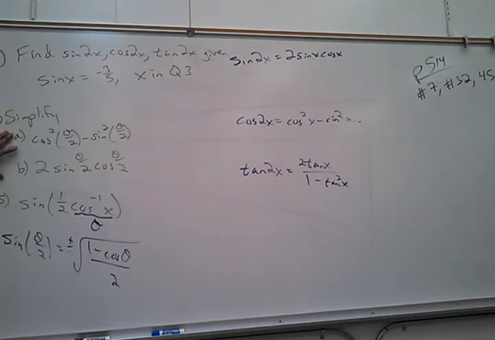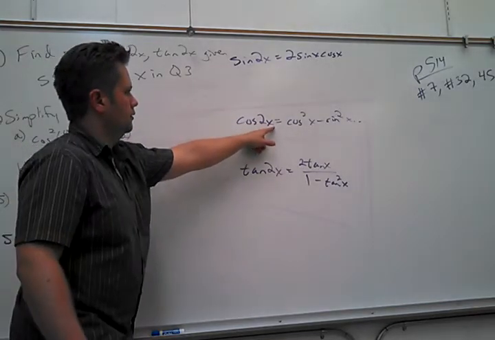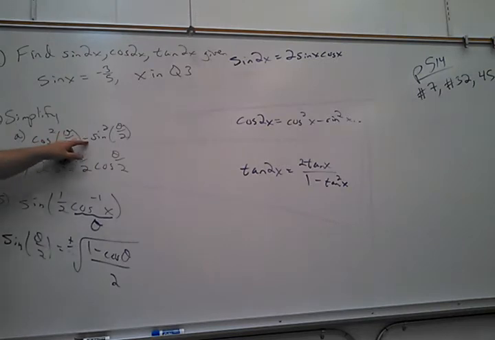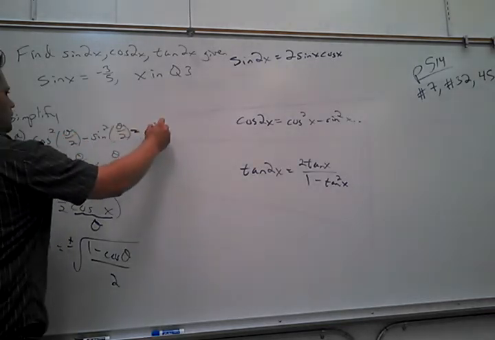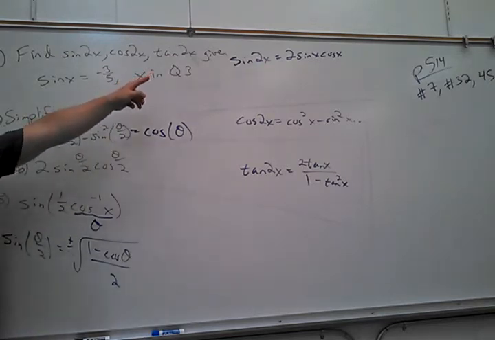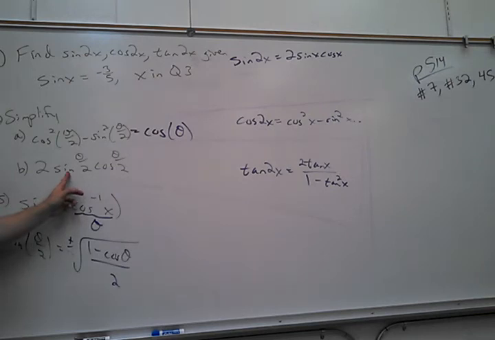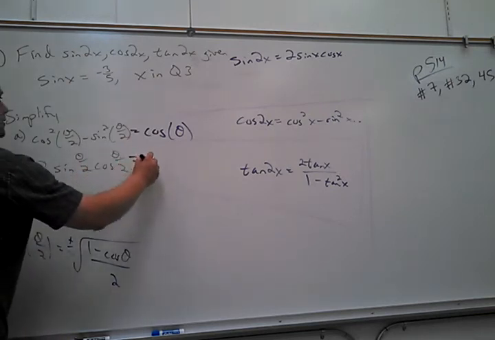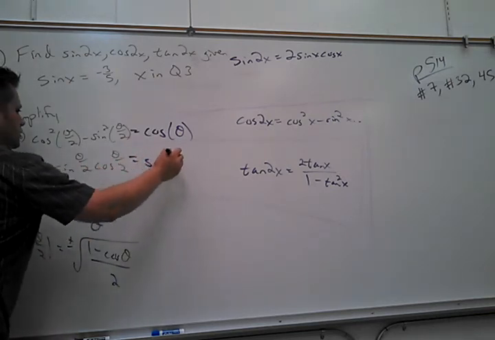Real quick, 32 should be really nice. I mean, right next to it. So cosine squared theta over 2 minus sine squared theta over 2 should be cosine twice theta over 2, and just cosine of theta. Same kind of thing here. 2 sine x cosine x is sine double x. 2 sine theta over 2 cosine theta over 2 is sine twice theta over 2, so just sine theta.